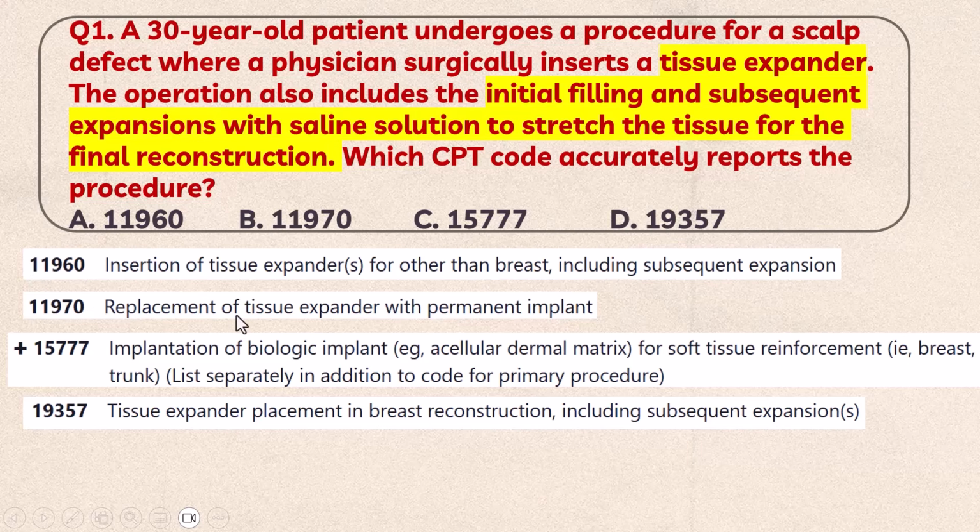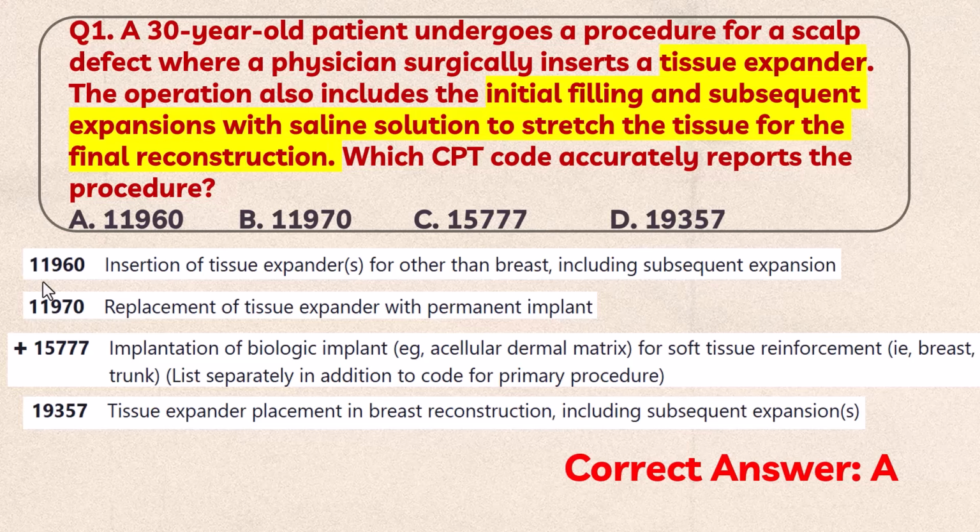Code 11970 is replacement of tissue expander with permanent implant. That is not the condition here. And code C, that is 15777, is implantation of biologic implant. That is not the condition here. 19357 is tissue expander placement in breast reconstruction, including subsequent expansion. This is the condition here, but this is not done in the breast. This is done in the scalp. So the correct answer should be answer A, that is 11960.